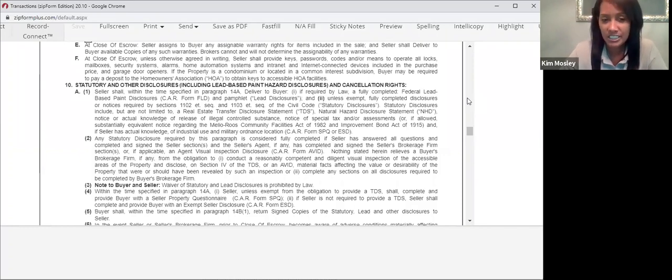People ask this question. They say, hey, can we waive it? My client just wants to waive the disclosure form. And what does this say? Waiver of statutory and lead disclosures is prohibited by law. So that's the answer, is no, you cannot waive them. They must be done. Okay? So please don't look for less paperwork to do and to get out of it. They need to be done. Make sure your clients are aware.